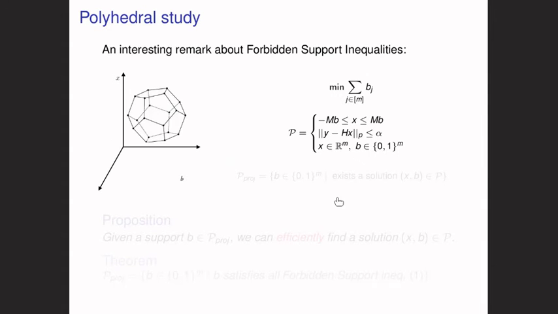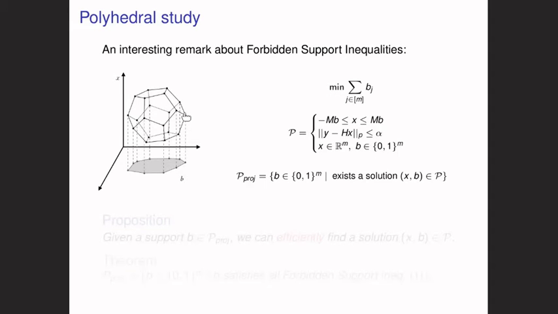We will do that, but let me just tell you an interesting remark about these inequalities that we could find. Suppose that these guys are our set of feasible solutions. So this is our initial formulation, the set of feasible points that satisfy all these constraints. In this sketch, we have the x variables here, and the binary variables v over here.